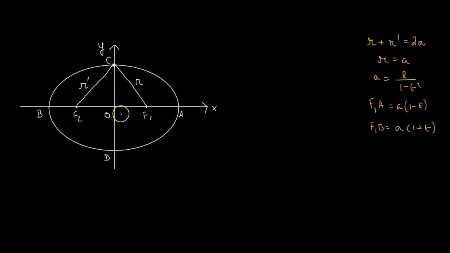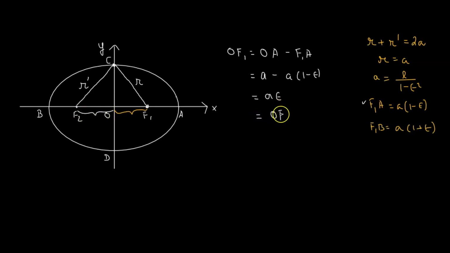Now let's determine the value of OF1. From the figure, we can say that OF1 equals the semi-major axis OA minus F1A. So the semi-major axis, that's simply a minus a times 1 minus epsilon, and this is going to give us a times epsilon. So this is the length of OF1, which means this is the distance of the focus F1 from the center of the ellipse O. By symmetry, OF2 will also equal a epsilon.